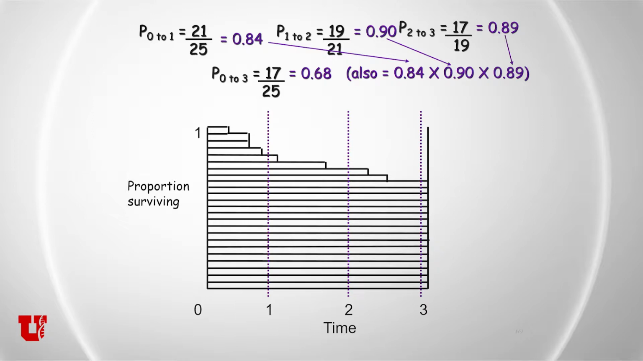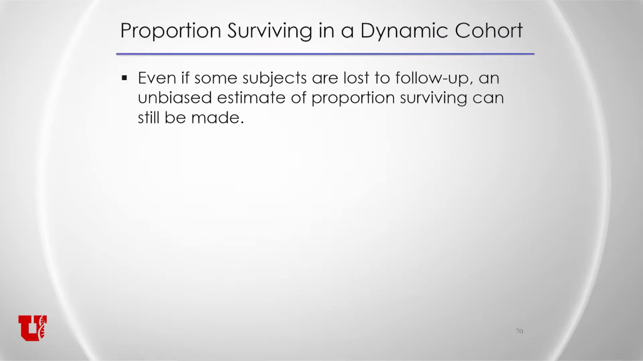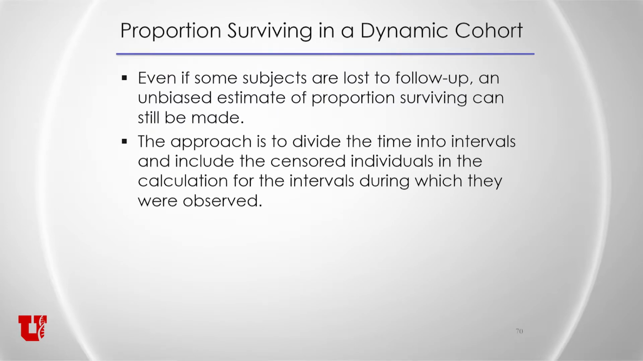This concept is very useful because, so this is the closed population and this is the simple mathematical example, but when we talk about the dynamic population, suppose people are leaving this population without the event of interest, they're not dying, they just moved away or were lost to observation for the study. We can use this concept of the time intervals to calculate our proportion surviving, even in a dynamic population. So the approach is going to be to divide the time into intervals and include the censored individuals in the calculation for the intervals during which they were observed.